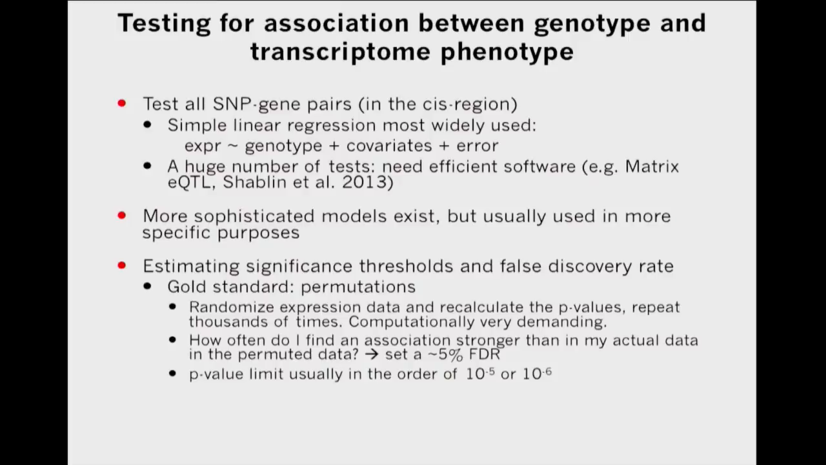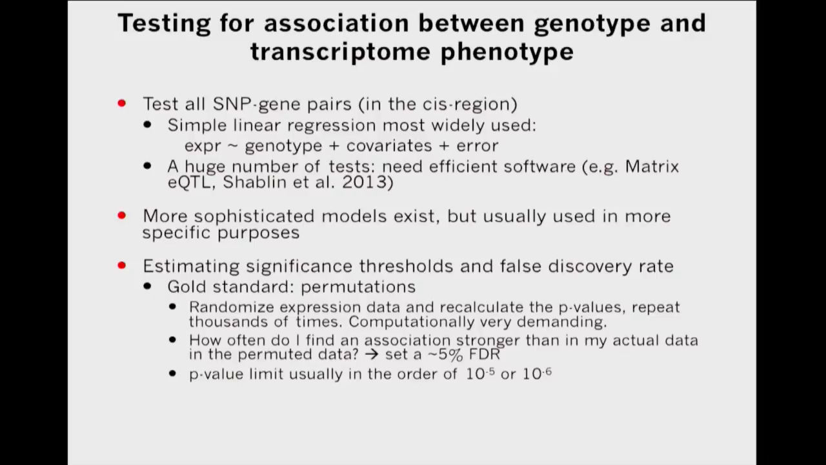Then when you have quantified your gene or whatever transcriptome phenotype and normalized it, it's time to look for the association. Mostly it's a pretty simple thing to do. What people use most of the time is just linear regression: expression, genotype, and whatever covariates you might want to include from your normalization. There are some extremely efficient software tools for doing this analysis. We're doing a huge number of tests, but it's really doable.